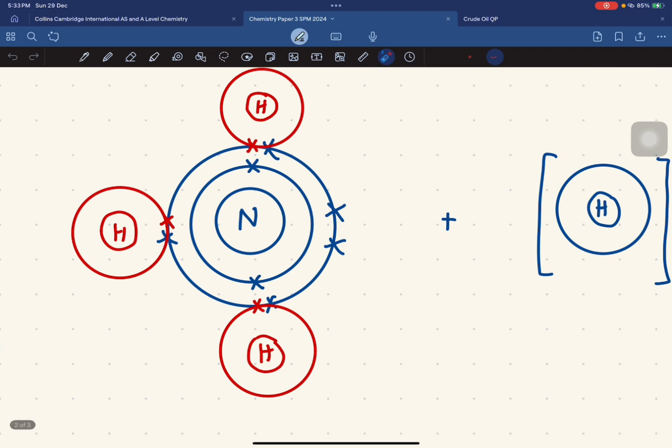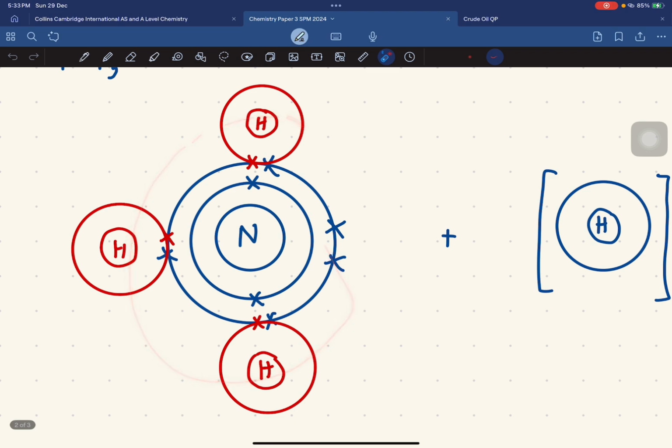Now if we look at this structure, this one pair is occupied, this one pair is occupied, this pair is also already occupied. Now we are left with one lone pair of electrons, which is not occupied. So this is our lone pair of electrons.